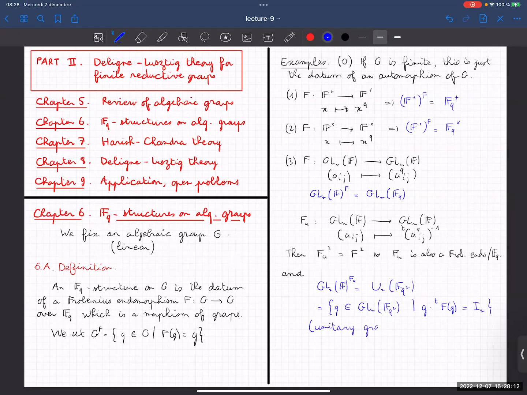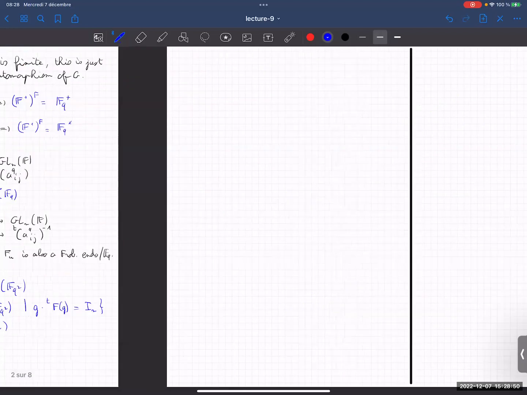And why is it called a unitary group? Because by analogy with what happens with the complex numbers, here F is an order 2 automorphism of the field F_{q^2}. So this is the analog of the complex conjugation over the complex numbers. And you recognize the definition of the unitary group in the complex setting, but you just change the field and the automorphism of order 2 you are working with. Okay, so this is an example of a finite group you can obtain using this kind of construction.